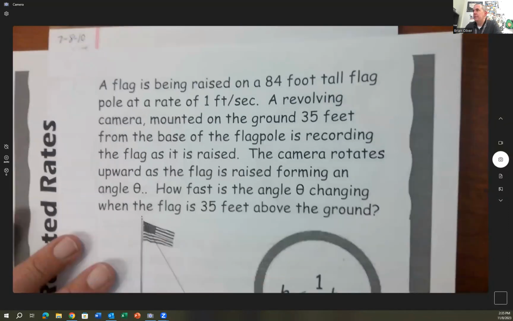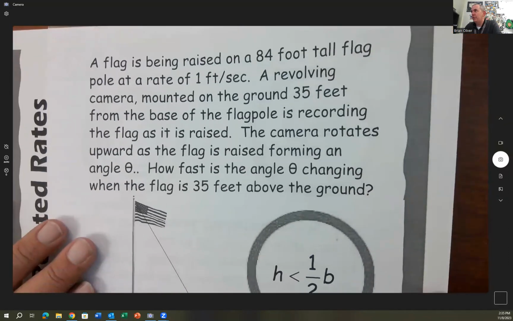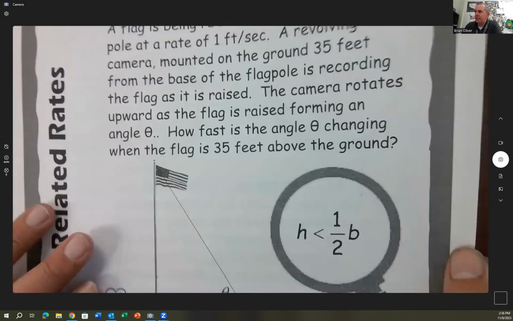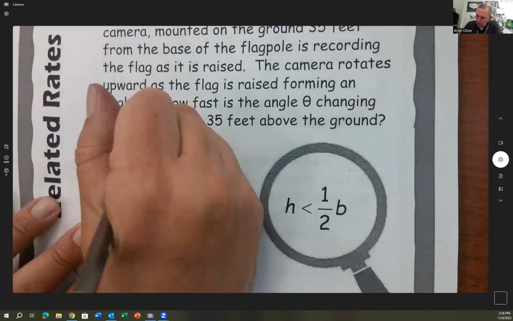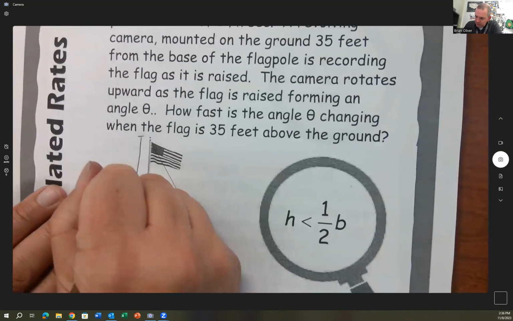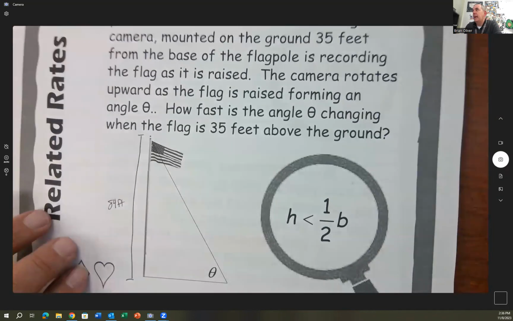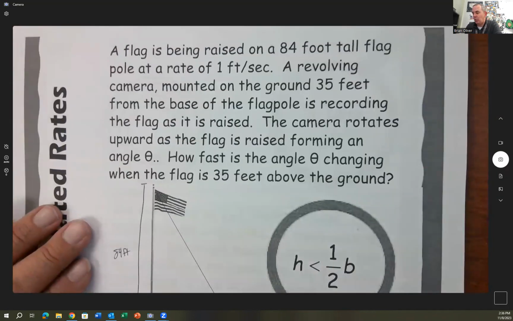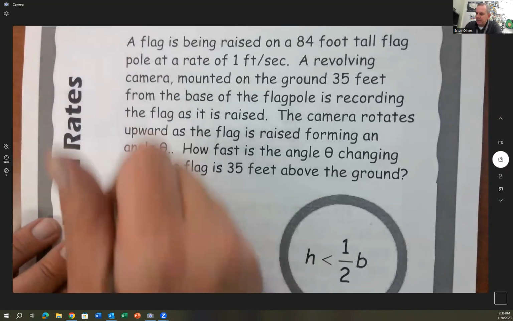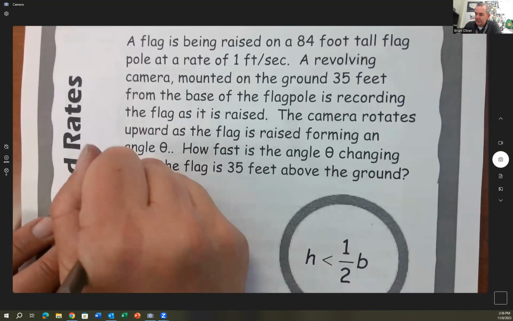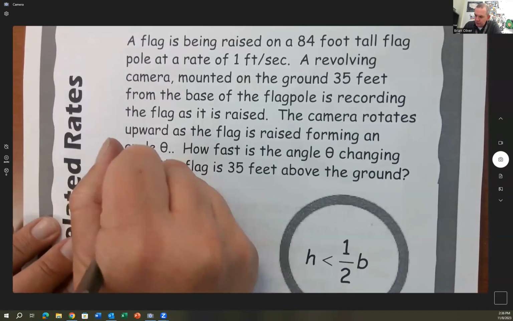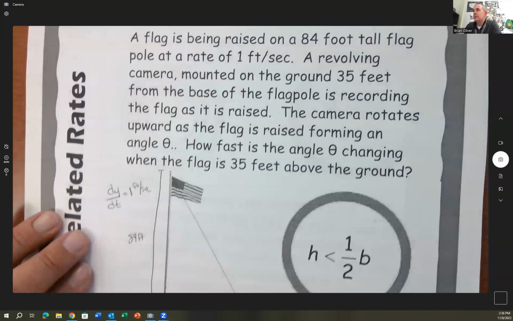Okay, so a flag is being raised on an 84-foot tall flagpole at a rate of 1 foot per second. So what that tells me is that this whole height here is 84 feet. And it's being raised at a rate of 1 foot per second. So again, we're talking about the height, or in this case, dy/dt. It's going to be 1 foot per second.